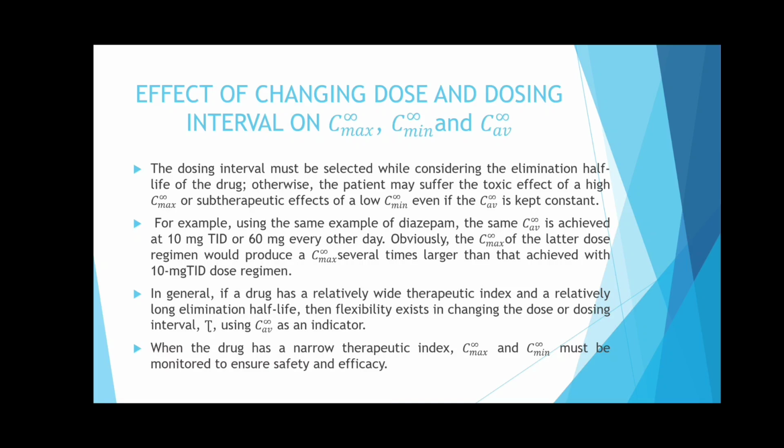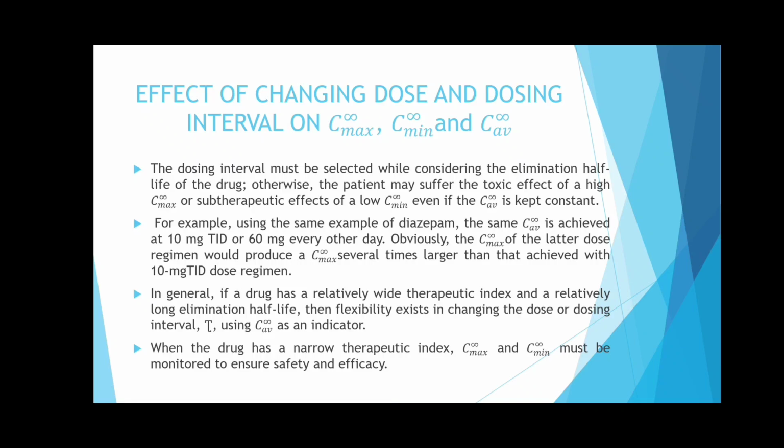For example, using the same example of diazepam, the same average steady state concentration is achieved at 10 mg 3 times a day or 60 mg every other day. Obviously, the Cmax at steady state of the latter dose regimen would produce a steady state concentration which is maximum several times larger than that achieved with the 10 mg 3 times a day.